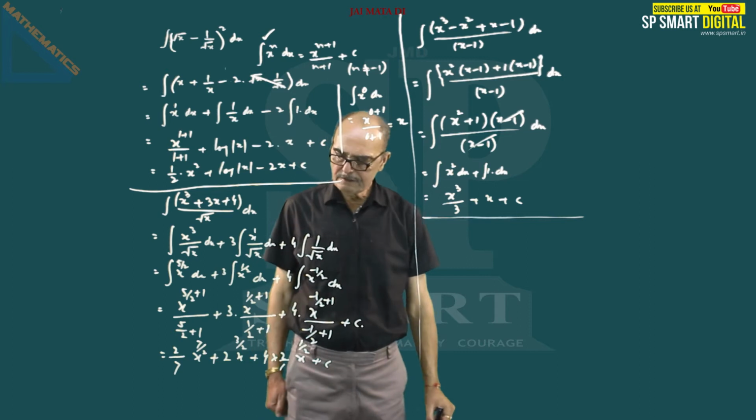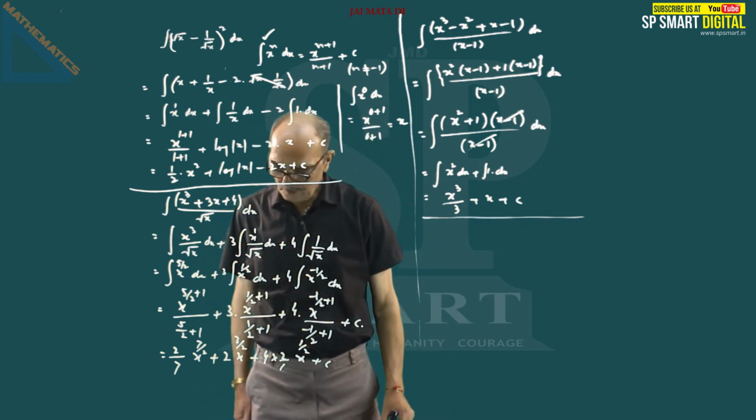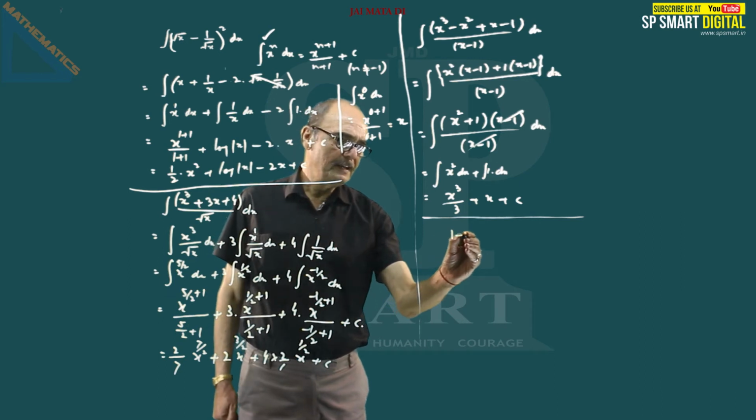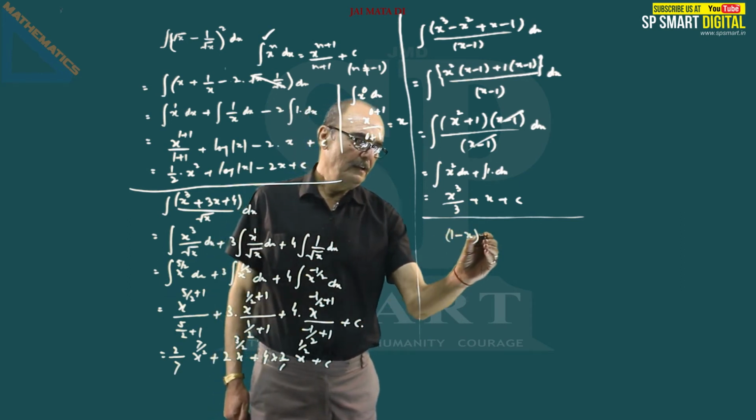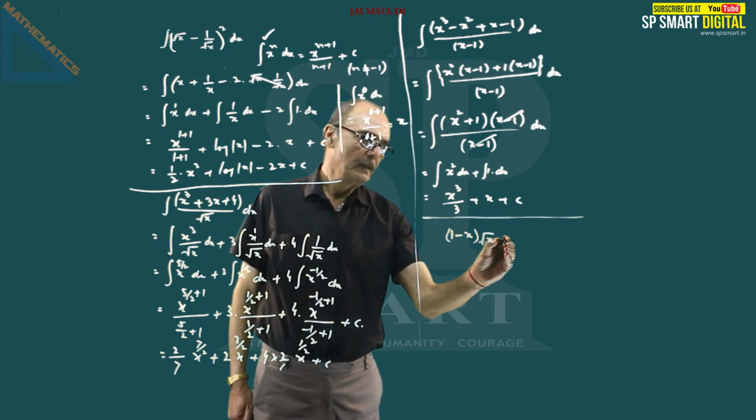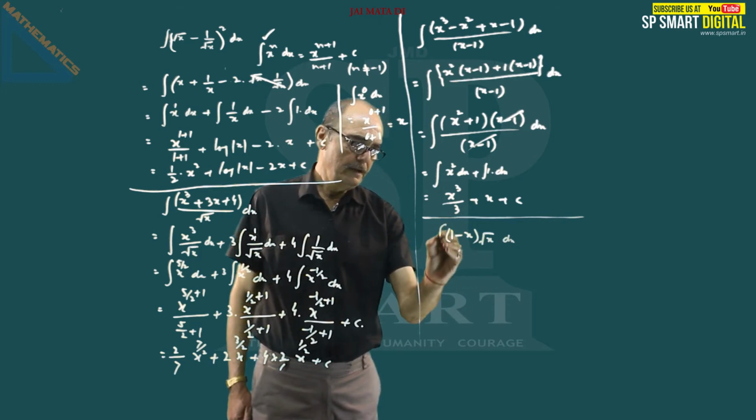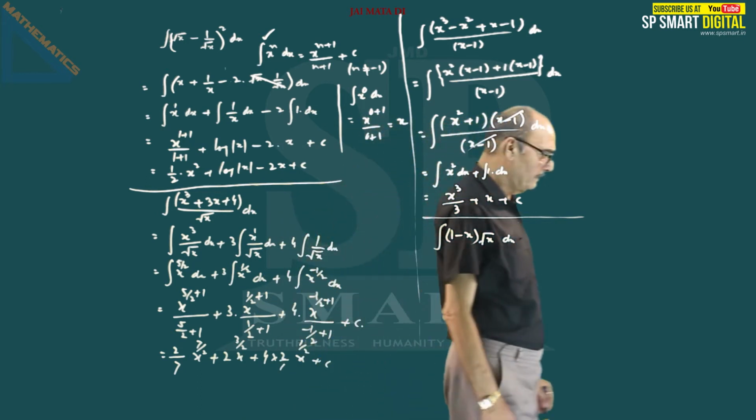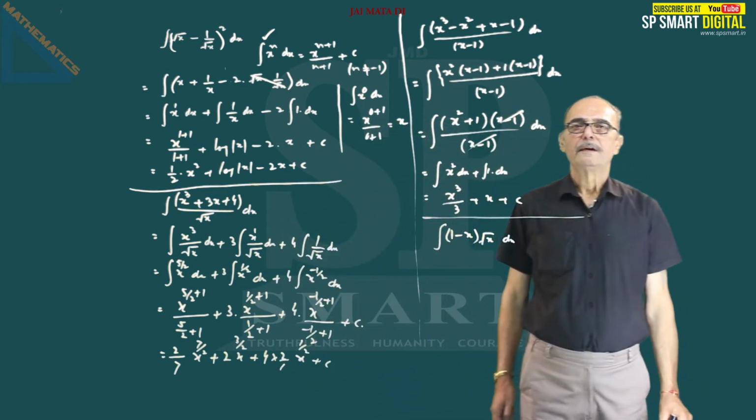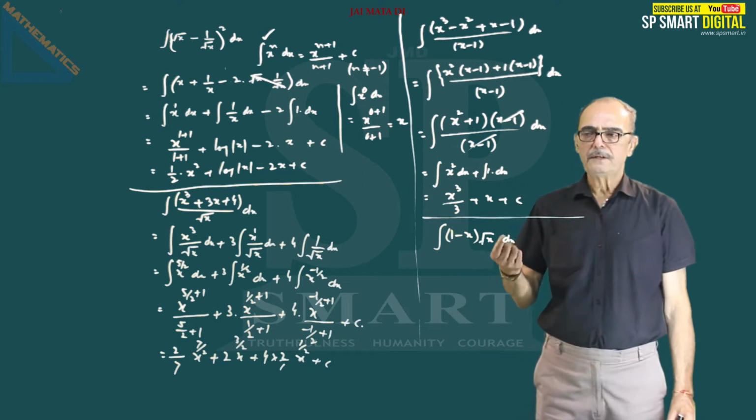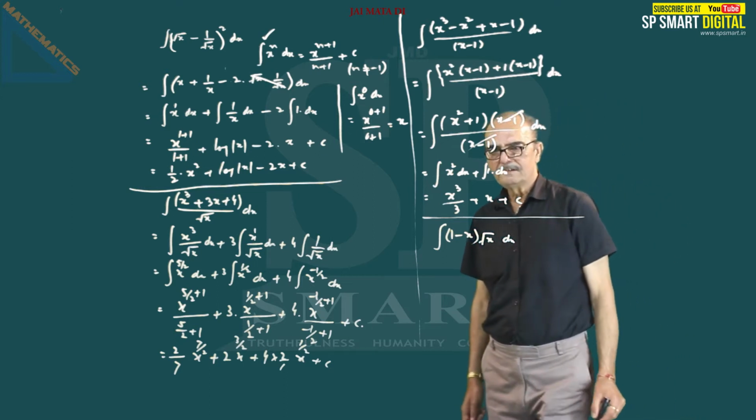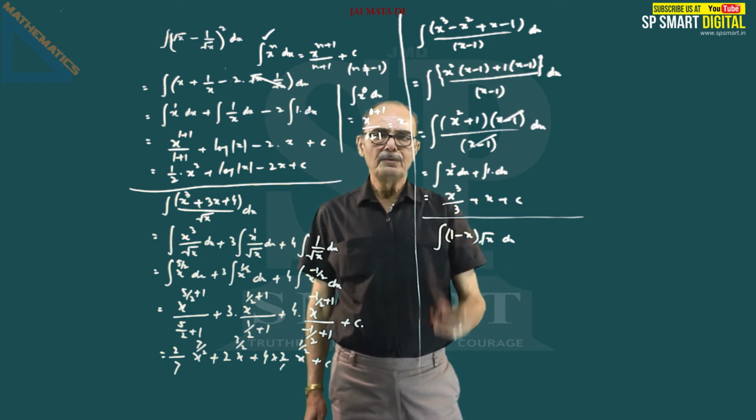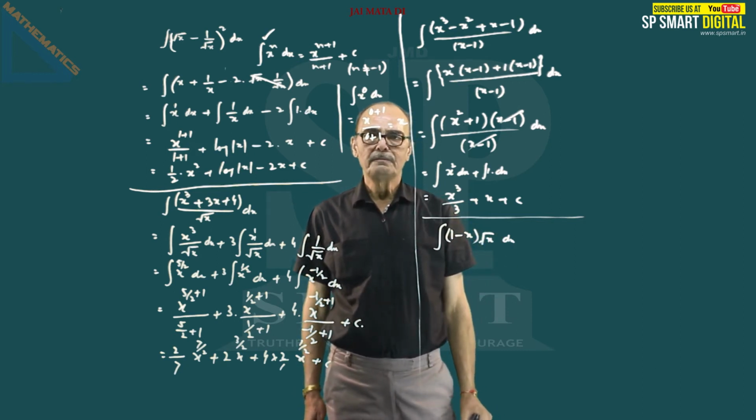Then we take the next problem as the integral of (1 minus x) and root x d of x. Look here, some children must be thinking of integrating it like this: integral of (1 minus x), then integral of root x, which is not permissible.